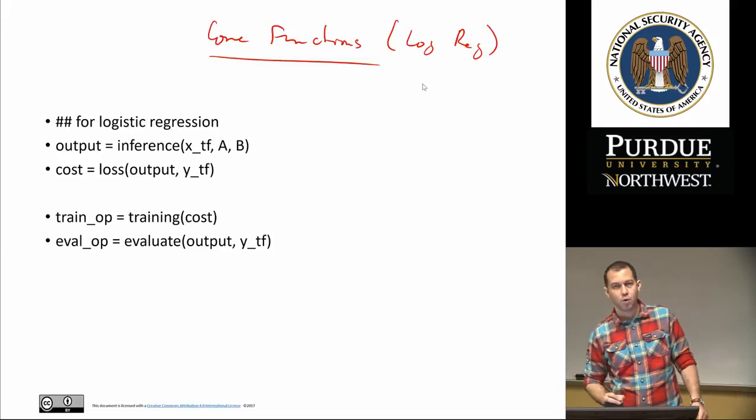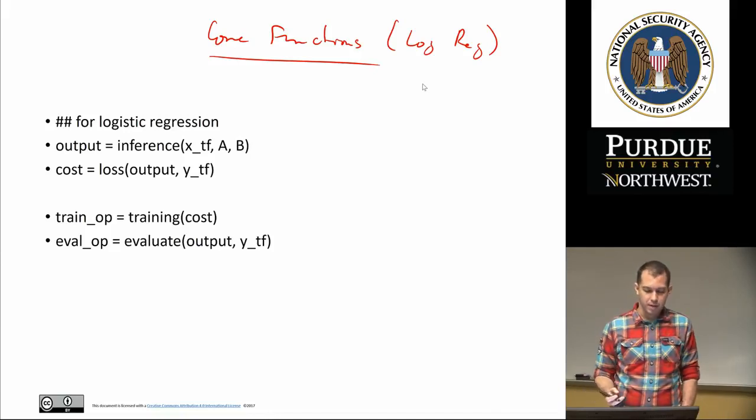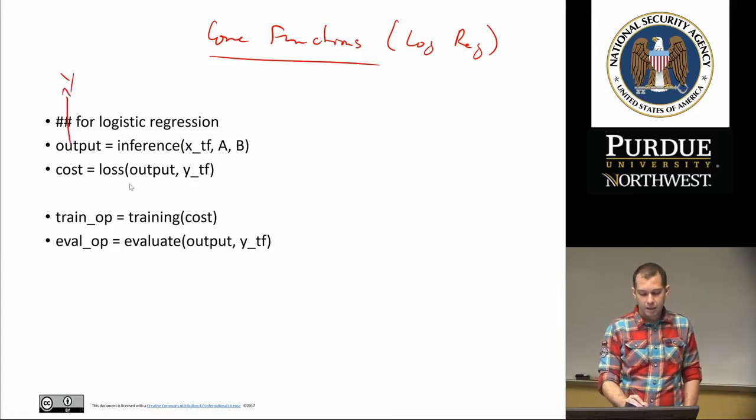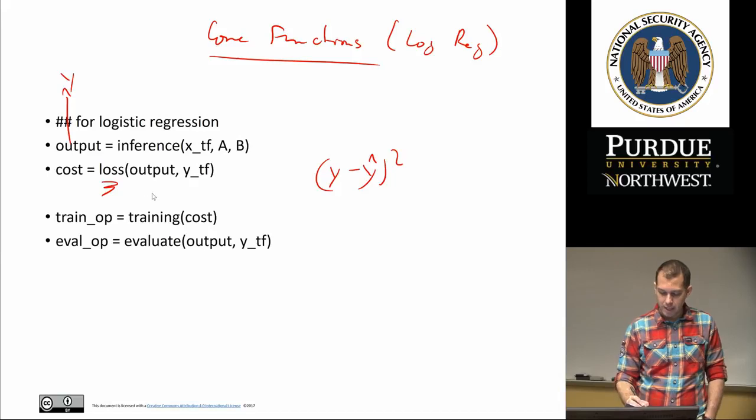As you can see, these core functions for logistic regression, this section has not really changed from the linear regression one. We still have inference, we have X_TF, A and B, the parameters, and we get an output. Remember, this output is equivalent to that Y, and then the output gets sent with the real. So the predicted and the real are compared in the loss function, because that's usually where an optimization happens. Remember that in linear regression this was similar, right? If you want to think of it that way, you could say this is Y hat and this is Y.